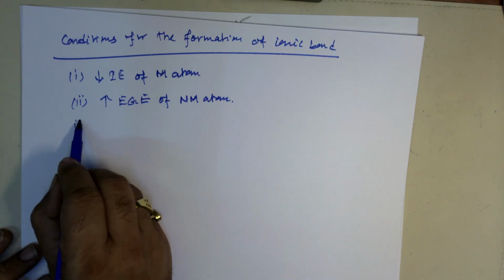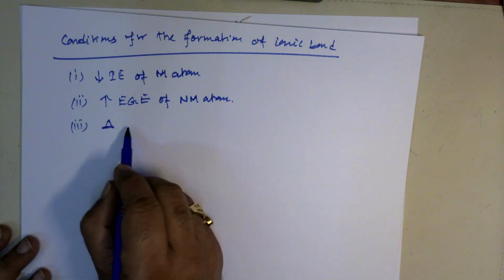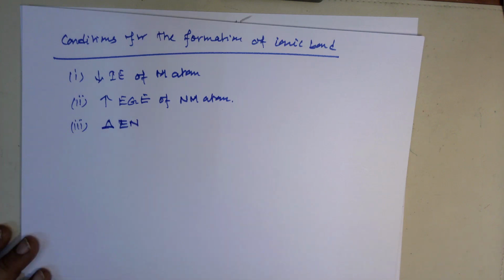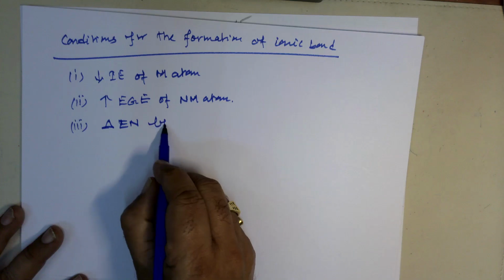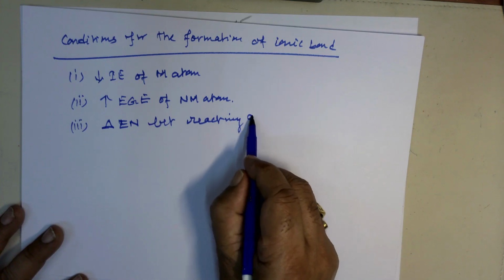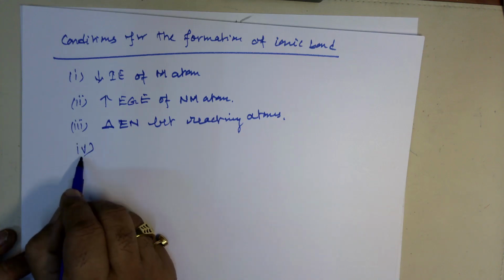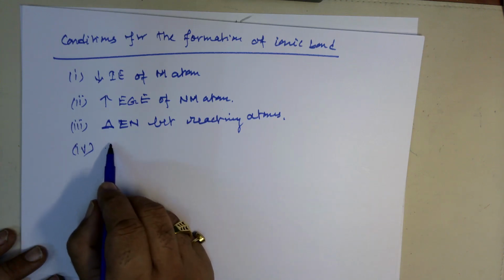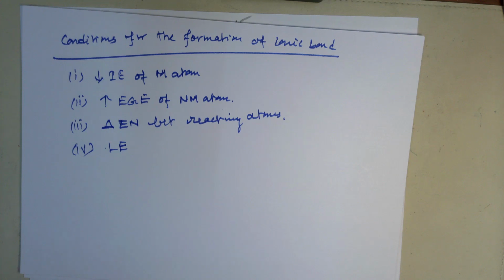Third, electronegativity difference between the reacting species or atoms, in this case, the participating atoms. Then the fourth one is lattice enthalpy. Okay, lattice enthalpy. Now let us discuss one by one.